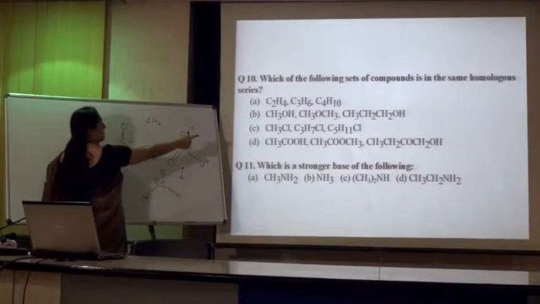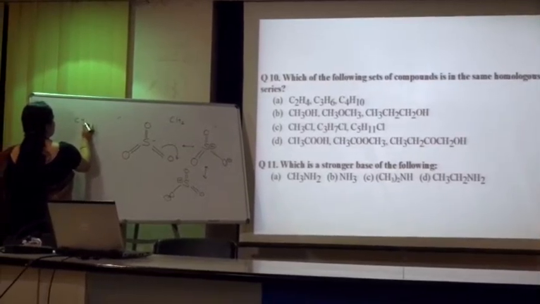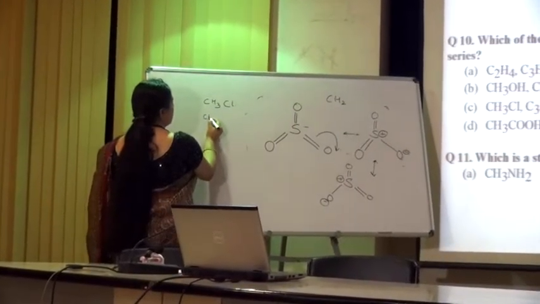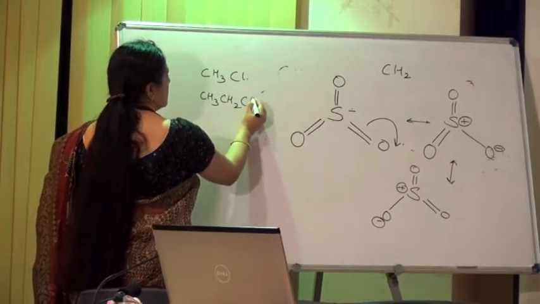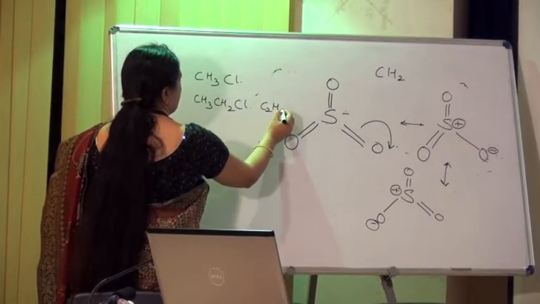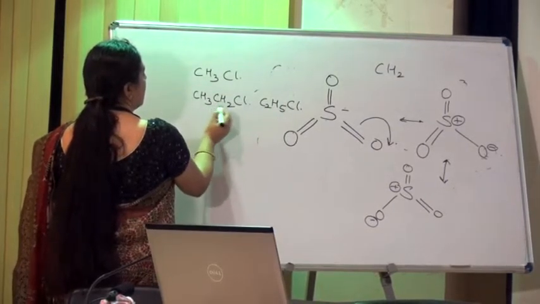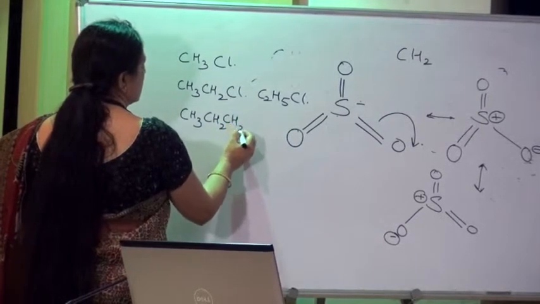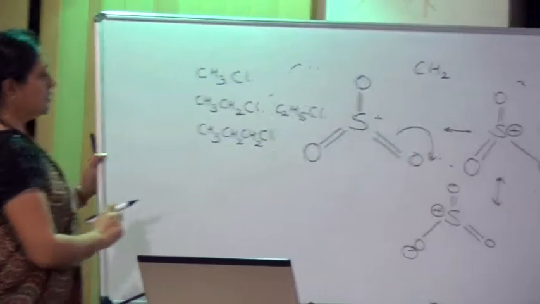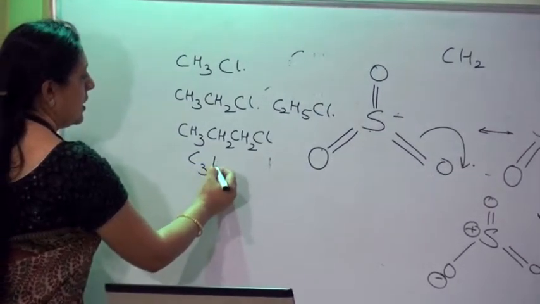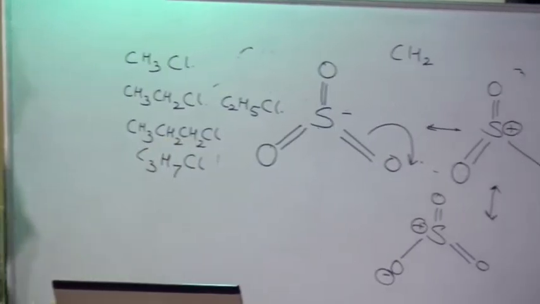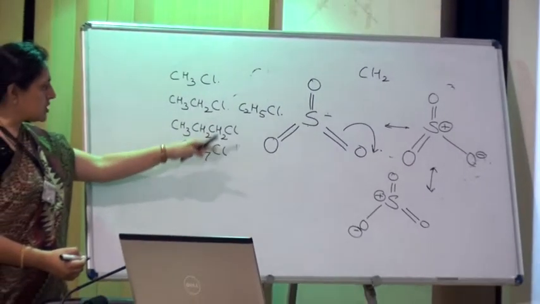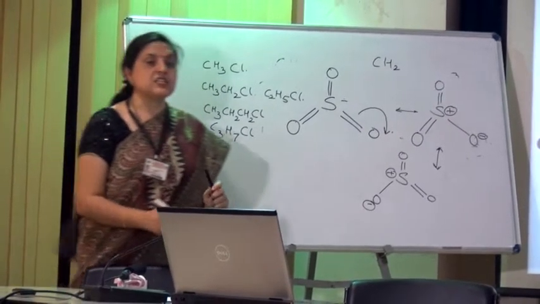If you see the C part, CH3Cl is there. The next in the series would be CH3CH2Cl, that is C2H5Cl. Now the next will be one more CH2, keep on adding one more CH2. What will it be? C3H7Cl. You are getting the series? Third one. So when you add 2 more CH2s, you will get C5H11Cl.